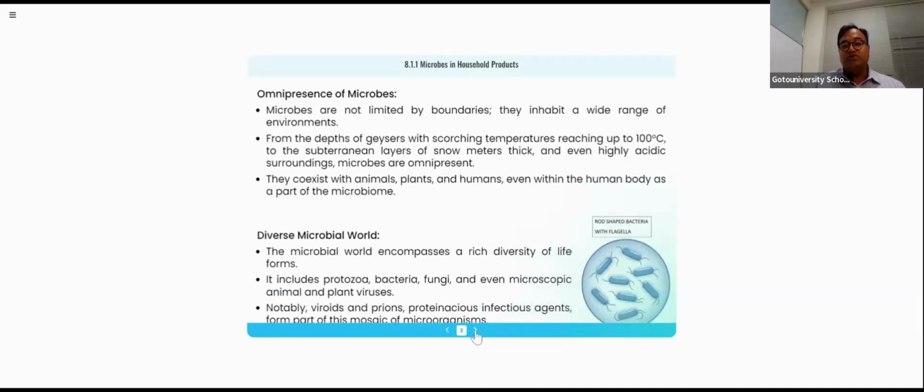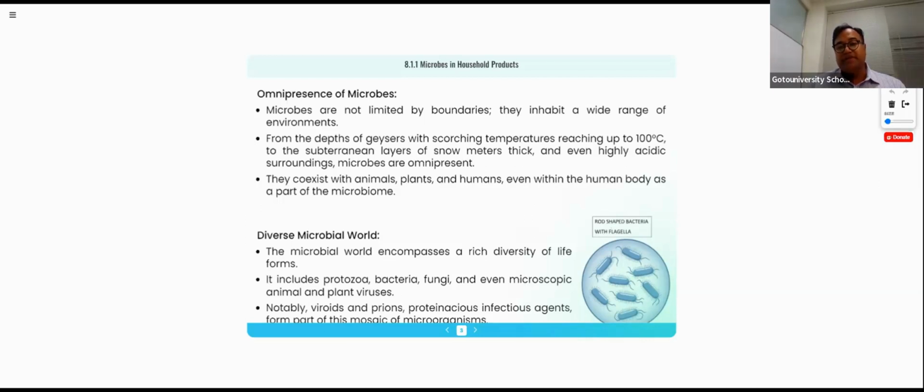If you are entering into household products, basically many household products are there, not only the curd, not only the dough. Many varieties of microbes are there which are mainly responsible for making high quality products.